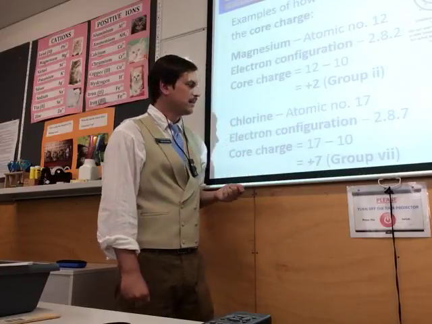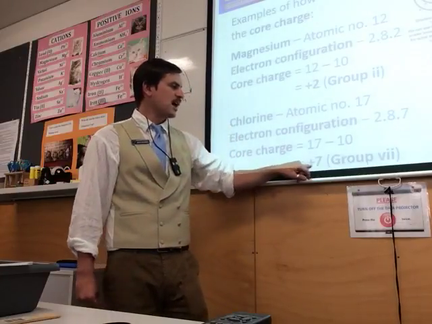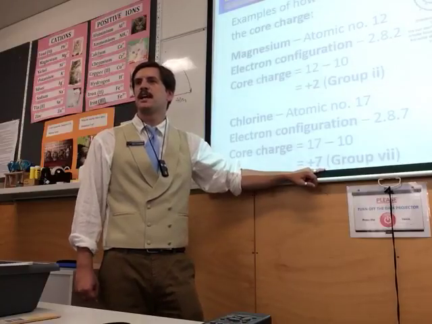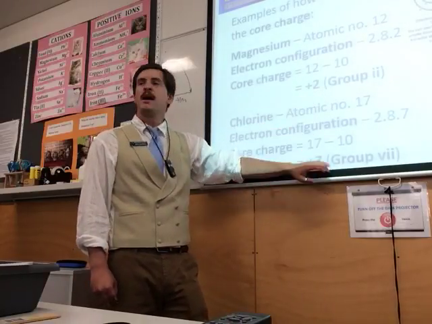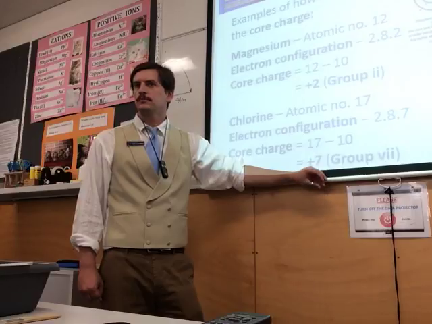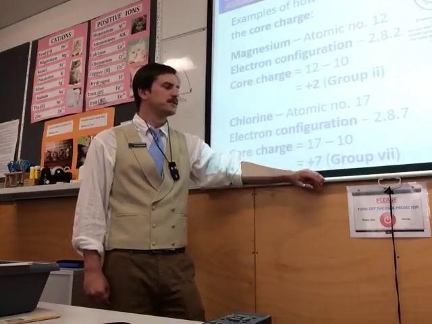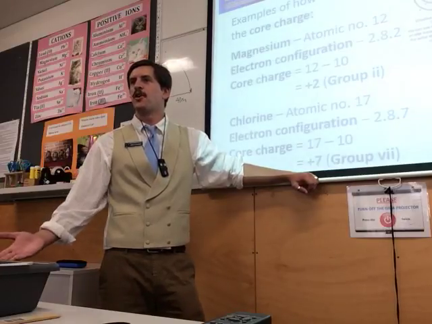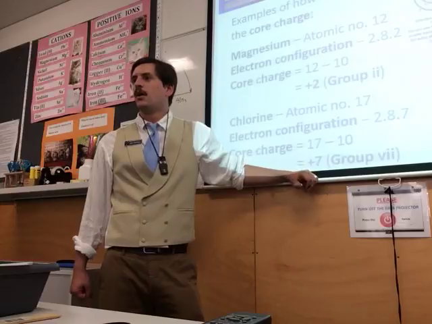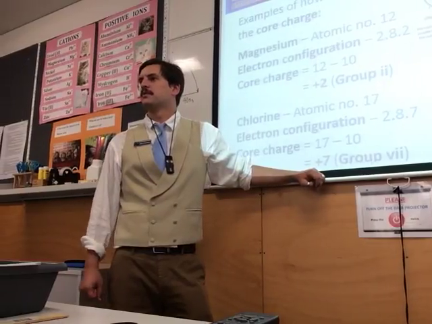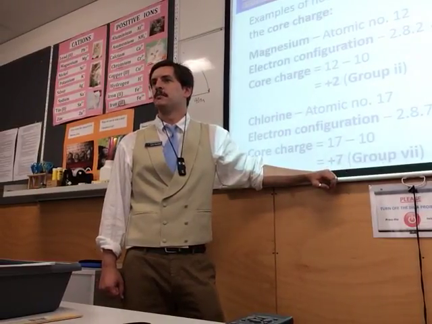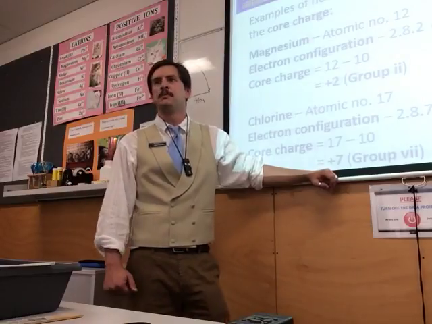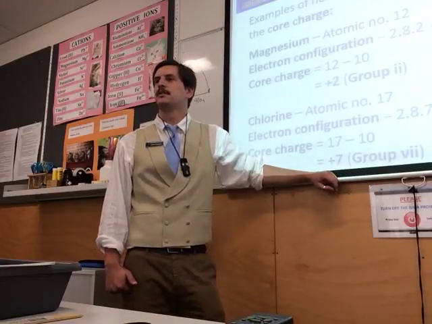And we see that that means that this guy has a lot more potential to take electrons than magnesium. Magnesium's only got a core charge of plus 2. Chlorine's got a core charge of plus 7. And I know that too because metals always give up their electrons and non-metals always take them. And the reason why they're taking them is they've got a bigger core charge.